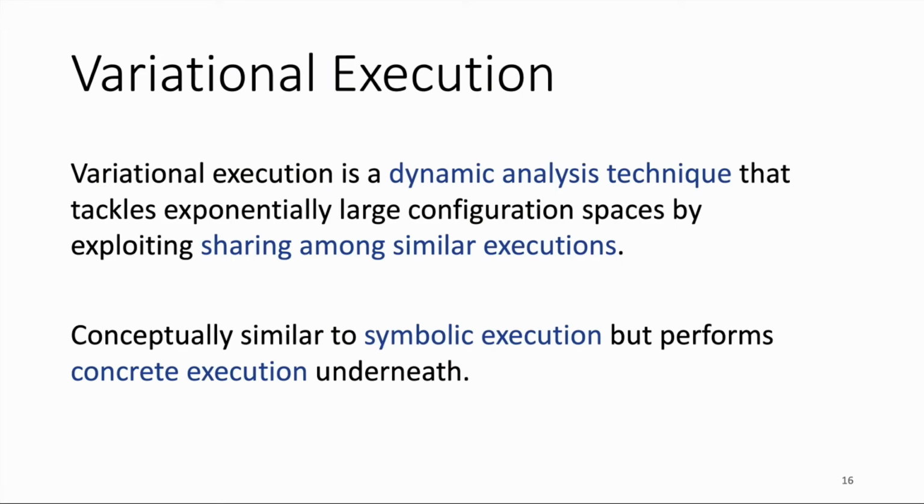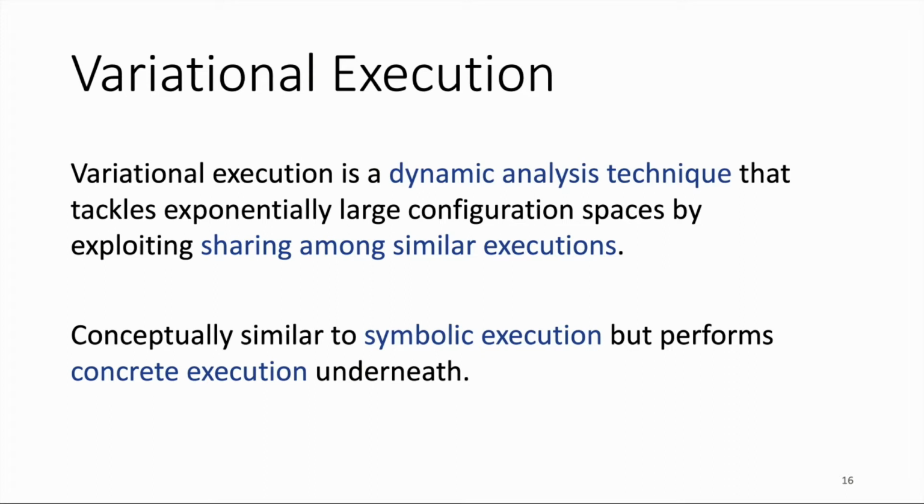The secret sauce of this search strategy is an existing technique called variational execution, which is a dynamic analysis technique that is typically used to study interesting interactions among a set of options. In our case, options are first-order mutants, and their interactions make strongly subsuming higher-order mutants. Variational execution can tackle exponentially large search spaces by exploiting sharing among similar executions.